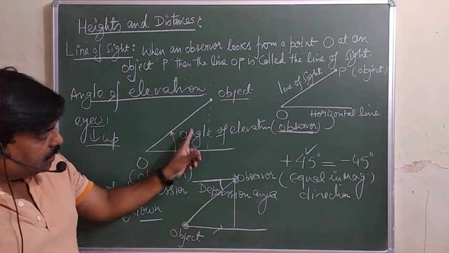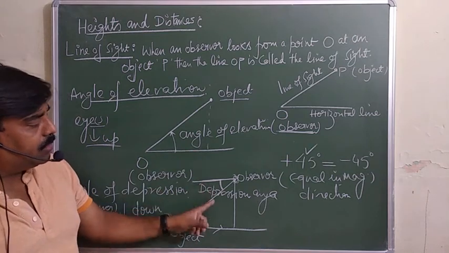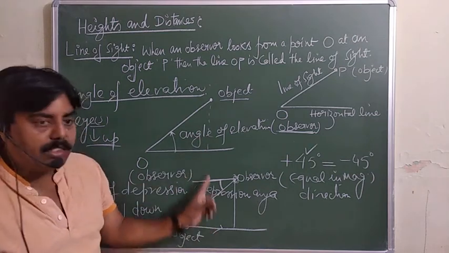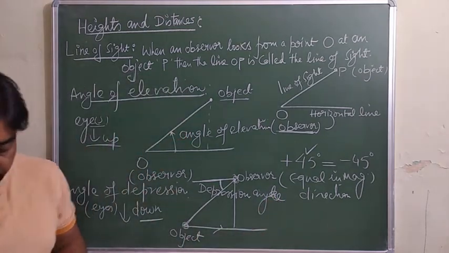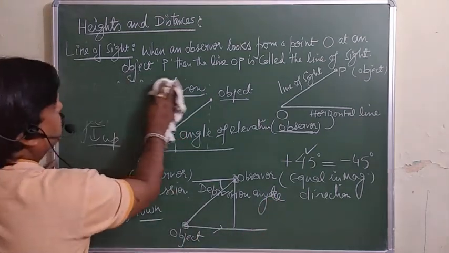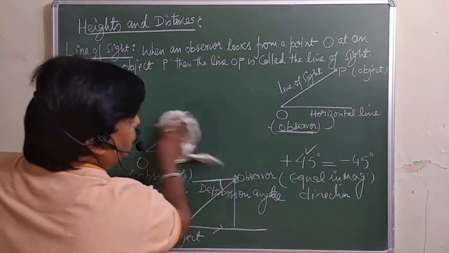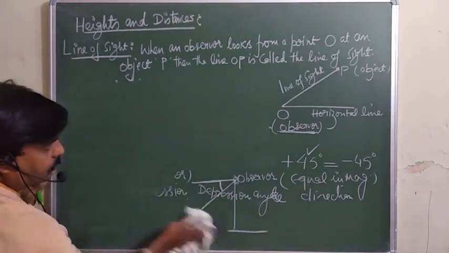But there is a relation between the angle of elevation and the angle of depression. Angle of elevation और angle of depression में relation है. Look at here. देखिए, what is the relation between this angle of elevation and angle of depression?